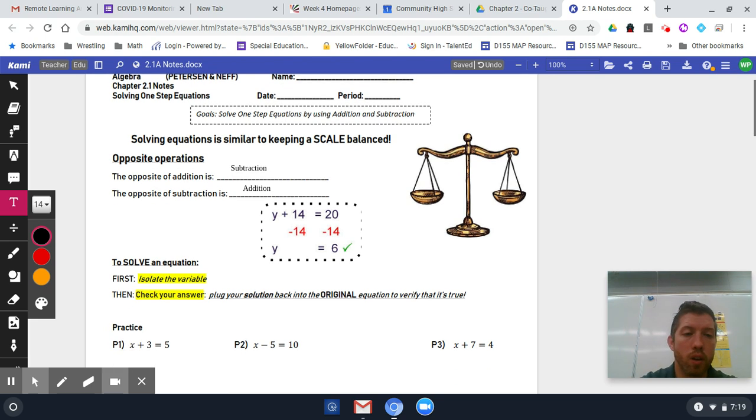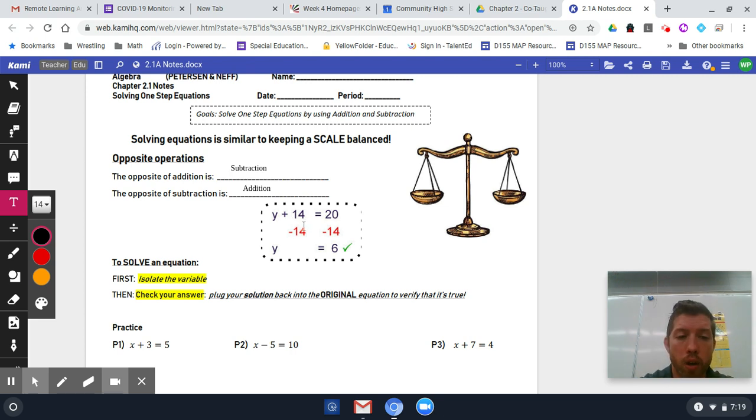So if we look at this problem right here, we have y plus 14 equals 20. Now, some of you guys might look at this problem and be like, oh, I know what y is because I know that 14 plus 6 is 20. But our algebra is going to get a lot harder than that. So we have to really understand how we solve for y.